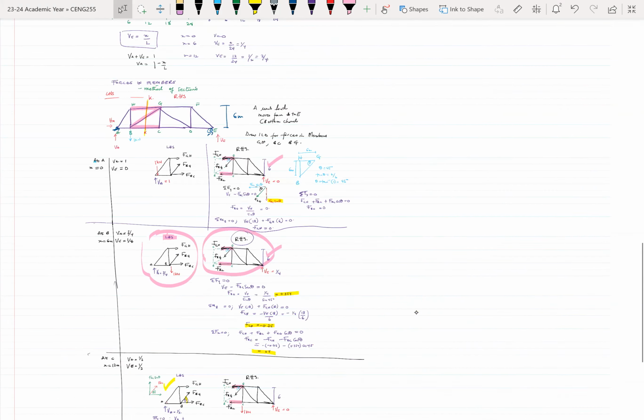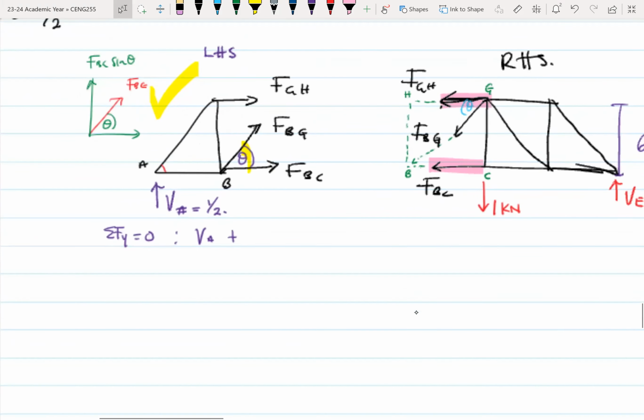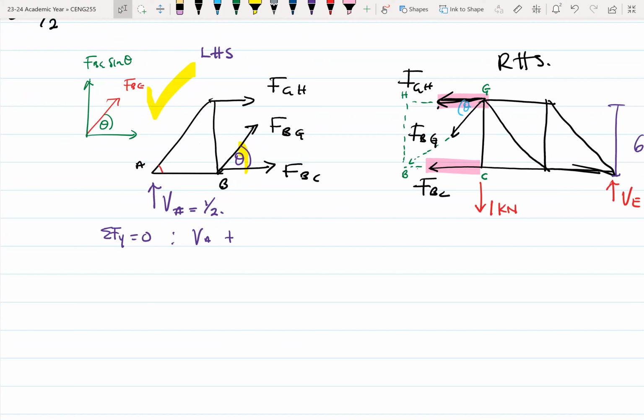All right, so let's get here. So here becomes VA plus FBG sine theta equals zero. It means that our FBG will be equal to minus VA over sine theta. So this will be equal to minus half over sine 45. And this should give us minus 0.707. So we found the first force in the member.